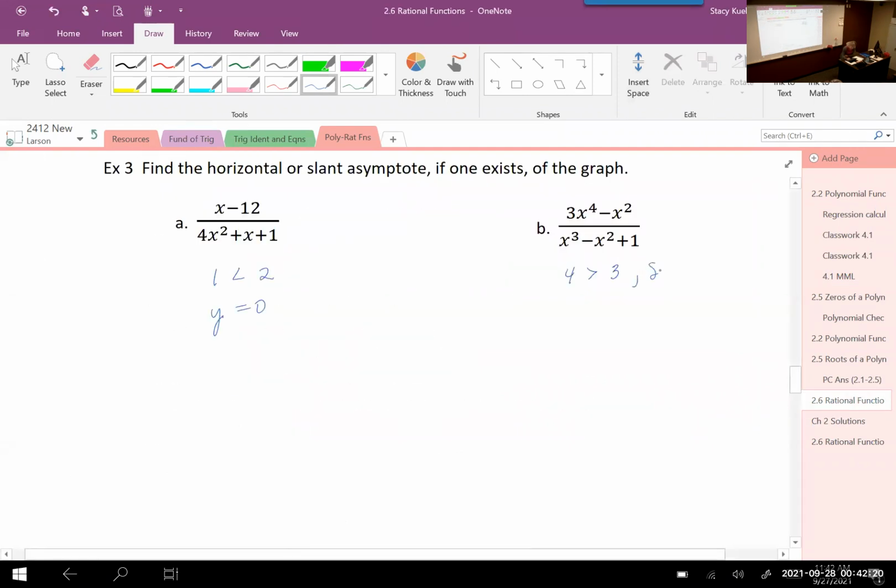This is a slant, and we use long division. Now remember, long division says I'm going to take the denominator and divide it into the numerator. So we have x cubed minus x squared plus 1 dividing into 3x to the 4th minus, we'll leave it as 0x cubed minus x squared.